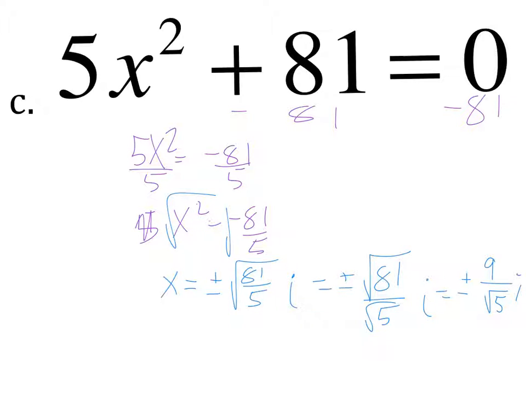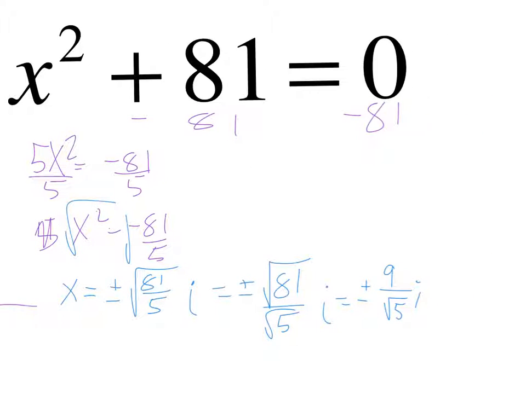And if you wanted to rationalize that denominator, in other words, get that square root out of there, you could multiply this by the square root of 5 over the square root of 5, and you get plus or minus 9 square roots of 5 over 5, times i.